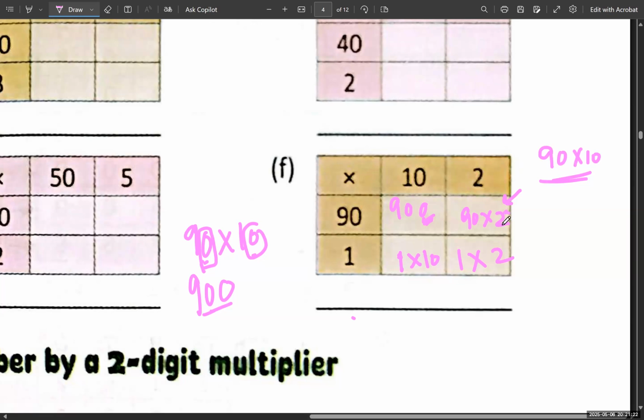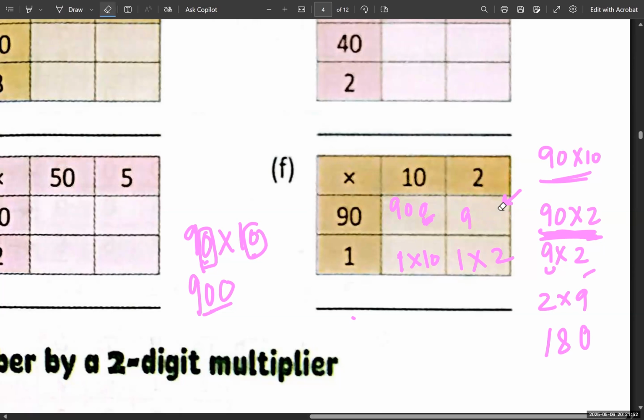Okay, now in the next column, what do we have? 90 multiplied by 2, which basically means 9 times 2. Now you don't know the table of 9, but you know the table of 2. How much is 2 times 9? 18. And how many zeros did we have in the beginning? 1 zero. So I'll just add 1 zero. So my answer will be 180. Okay. So let me just erase and write 180.